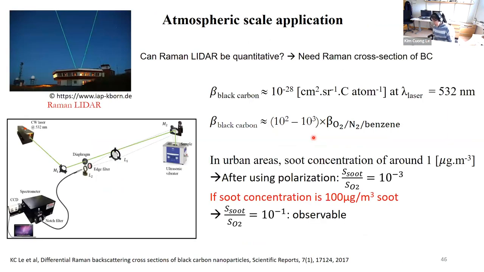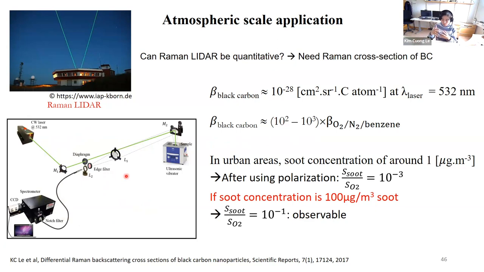The question is, we did a lot of study of soot in the laboratory scale. Can we apply this technique at atmospheric condition? So in order to answer that question, we need to know the Raman cross-section of soot. If it's large, then it may be possible for detecting soot in the atmosphere. And in order to measure the Raman cross-section of soot, we have one study on that already published.